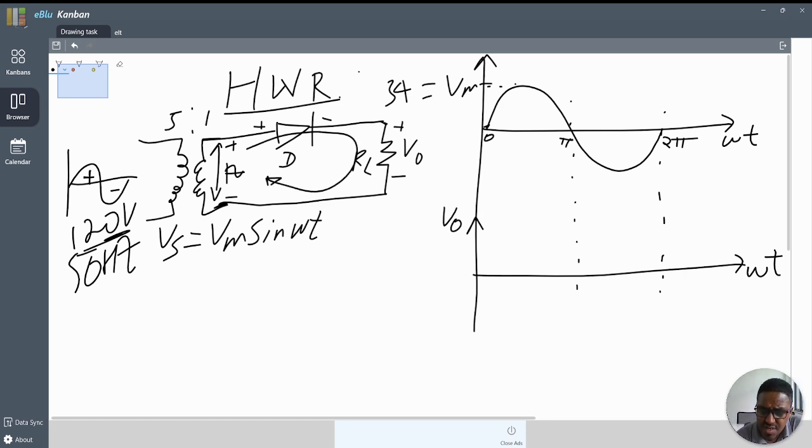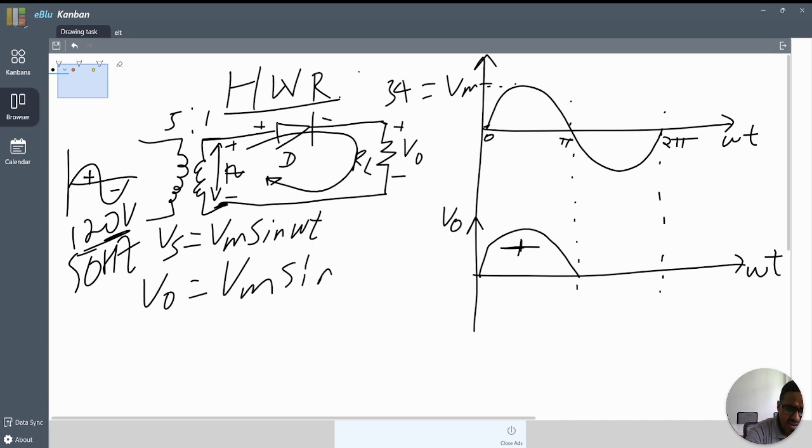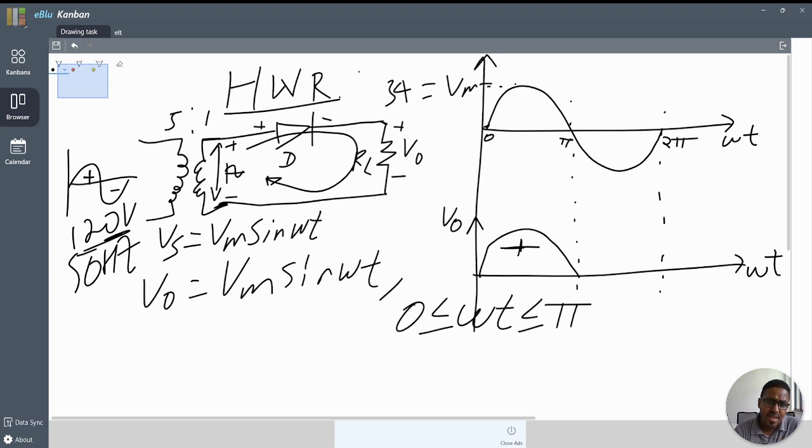During this condition, our voltage output becomes positive on the outside. So V out is equal to V maximum sine omega t, from where to where? When 0 is less than or equal to omega t, less than or equal to pi.